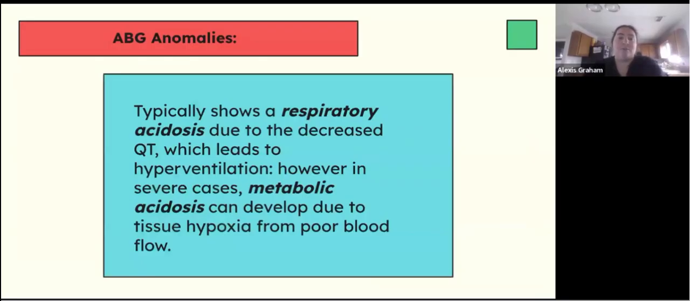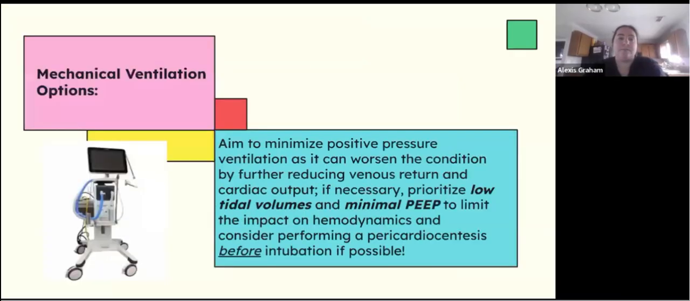ABG anomalies typically show respiratory acidosis due to the decreased cardiac output, which leads to hyperventilation. But in severe cases, a metabolic acidosis can also develop due to the hypoxemia from poor blood flow.